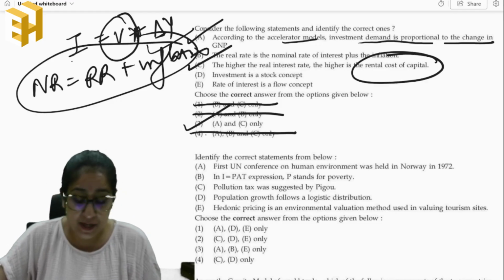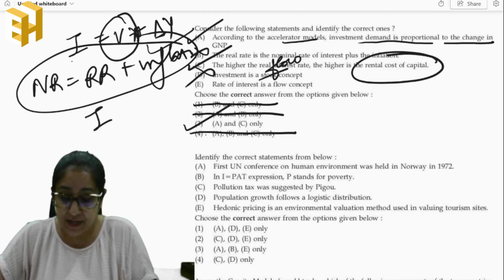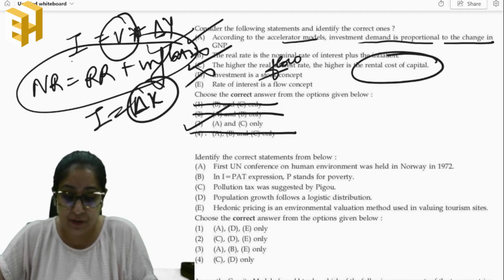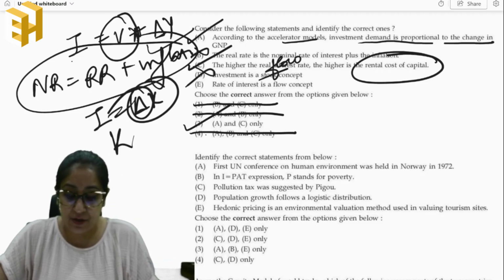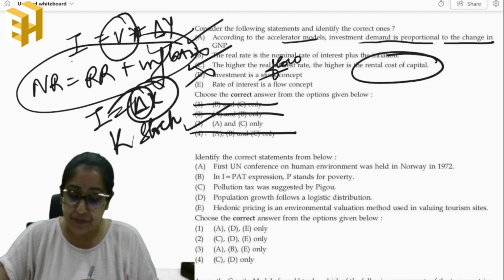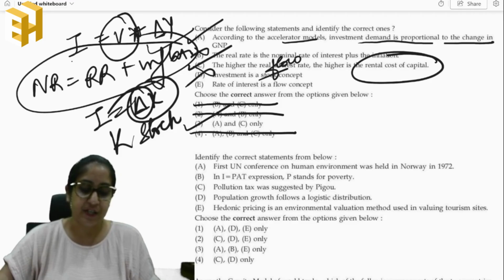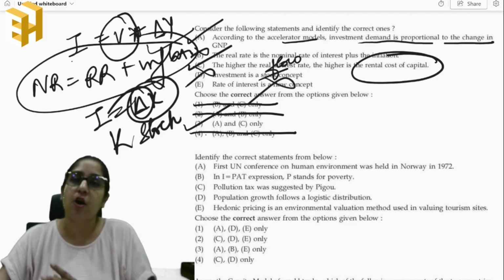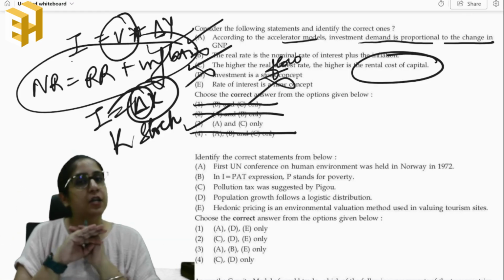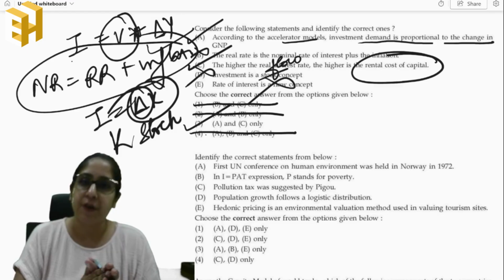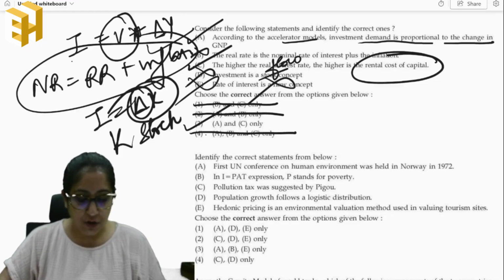Investment is a stock concept? No, investment is a flow concept. Right? We say that investment is nothing but change in capital. This change is always a flow concept. But on the other hand, capital is rather a stock concept. Okay. Last, rate of interest is a flow concept. No, rate of interest is neither a flow concept nor a stock concept. It is simply a percentage or a ratio. That's it. Everything does not need to be a stock or a flow variable. Okay, so E is also wrong, right? Moving on to the next question.